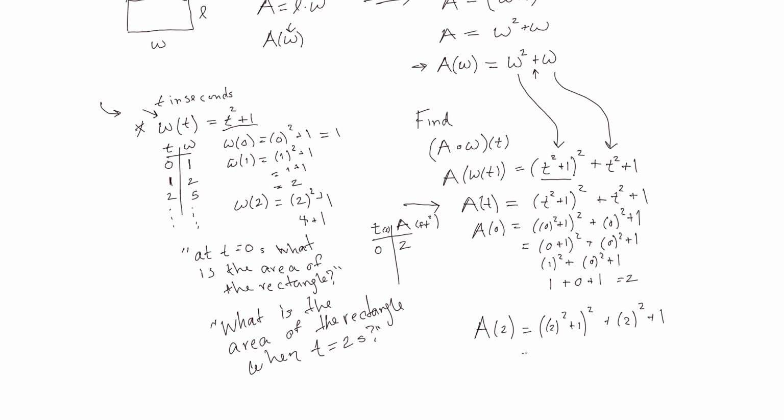Simplifying this, we'll get the quantity 4 plus 1 squared plus 2 squared is 4 plus 1. 4 plus 1 is 5, squared plus 4 plus 1. 5 squared is 25 plus 4 plus 1. And 25 plus 4 plus 1 is 30. The units of area in this case are square feet. And so, to put this into the table, which is a numerical way of representing a function, when t equals 2 seconds, the area of the rectangle will be 30 square feet.